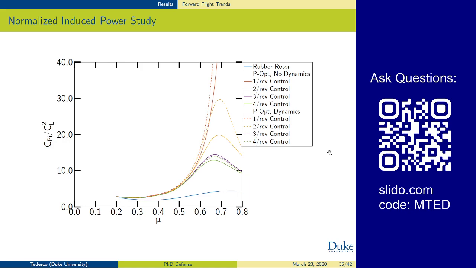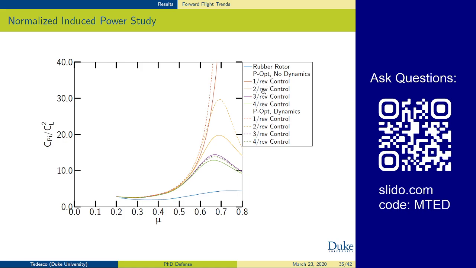Okay, so that was looking at 2 advance ratios. So what happens when we start to sweep through advance ratios? So that's what we're going to look at next. So on the x-axis here, we have our advance ratios, our forward flight velocities. On our y-axis, we have our normalized induced powers, once again normalized by lift coefficient squared, for a lot of different cases. We see all the per rev control again.